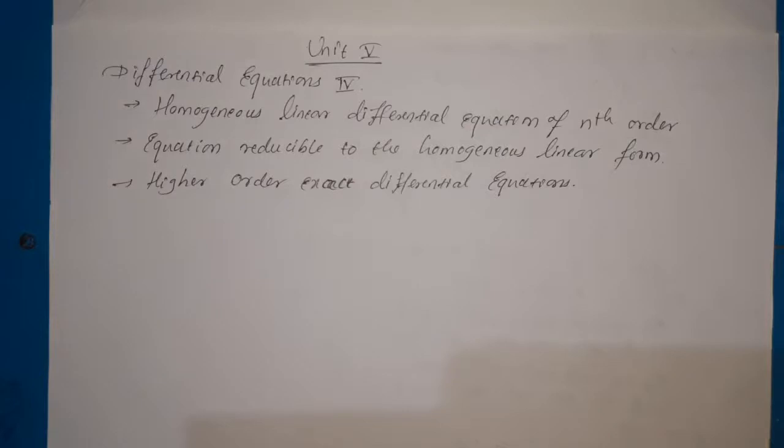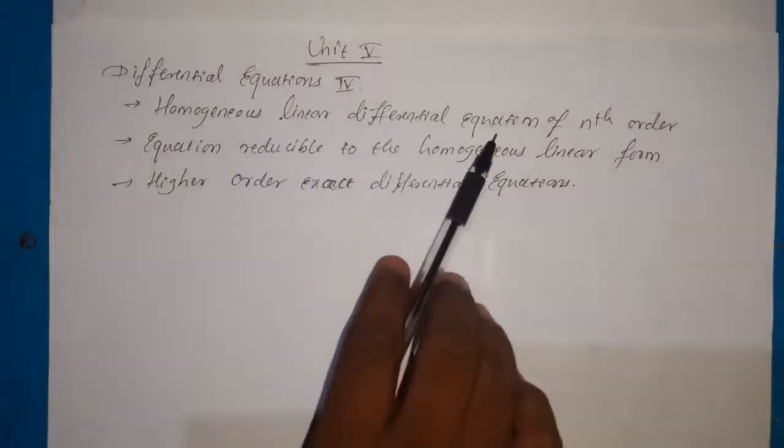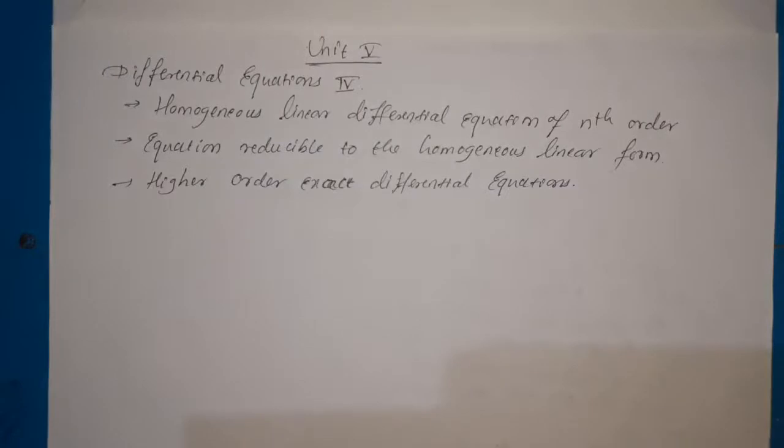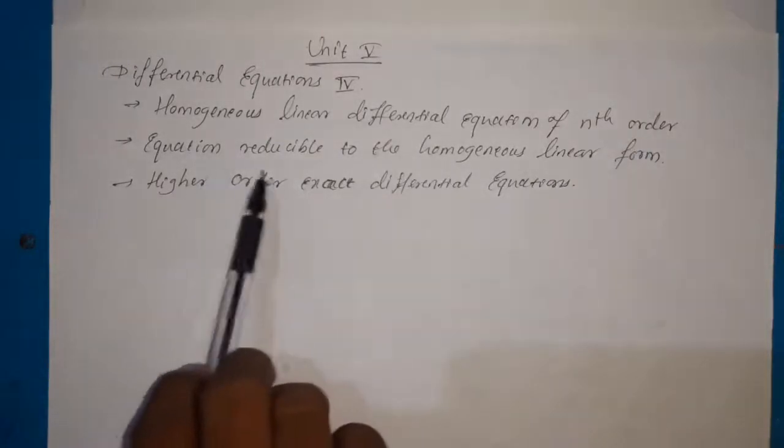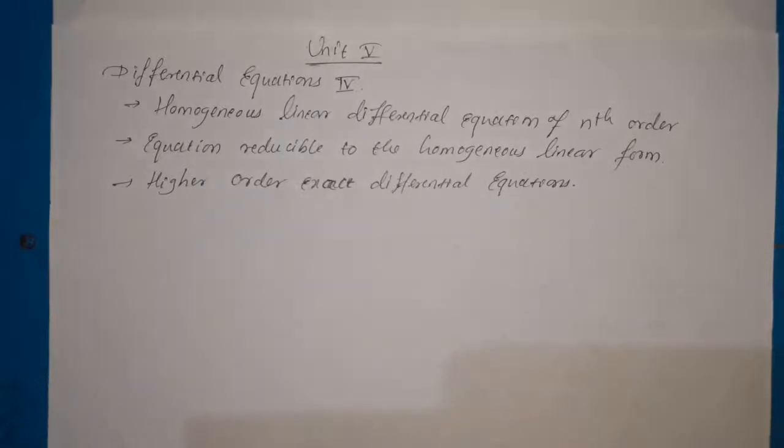So in the previous class we have concluded unit 3, that is differential equations 3. Now from this class let us start the next unit, that is unit 5, and the title of the unit is differential equations 4. The content of this unit is homogeneous linear differential equations of nth order, equations reducible to homogeneous linear form, and higher order exact differential equations.